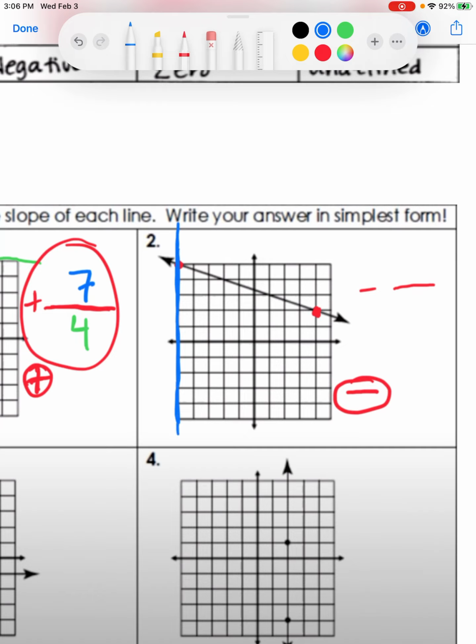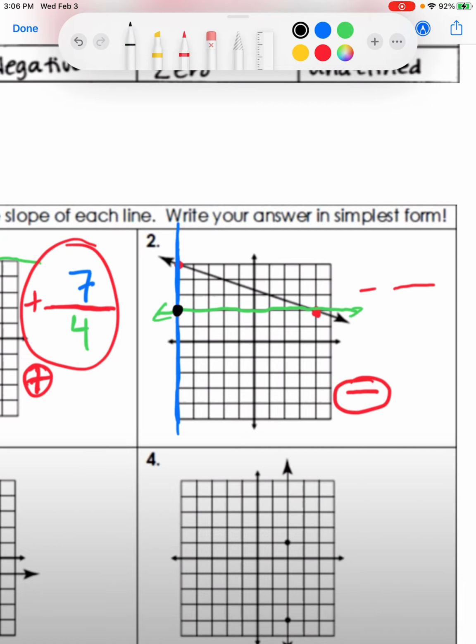that is my rise. That's where I'm going to count my rise. And then my run is going to go straight left and right through this second point. And now I'm going to color this in and just show where they intersect.